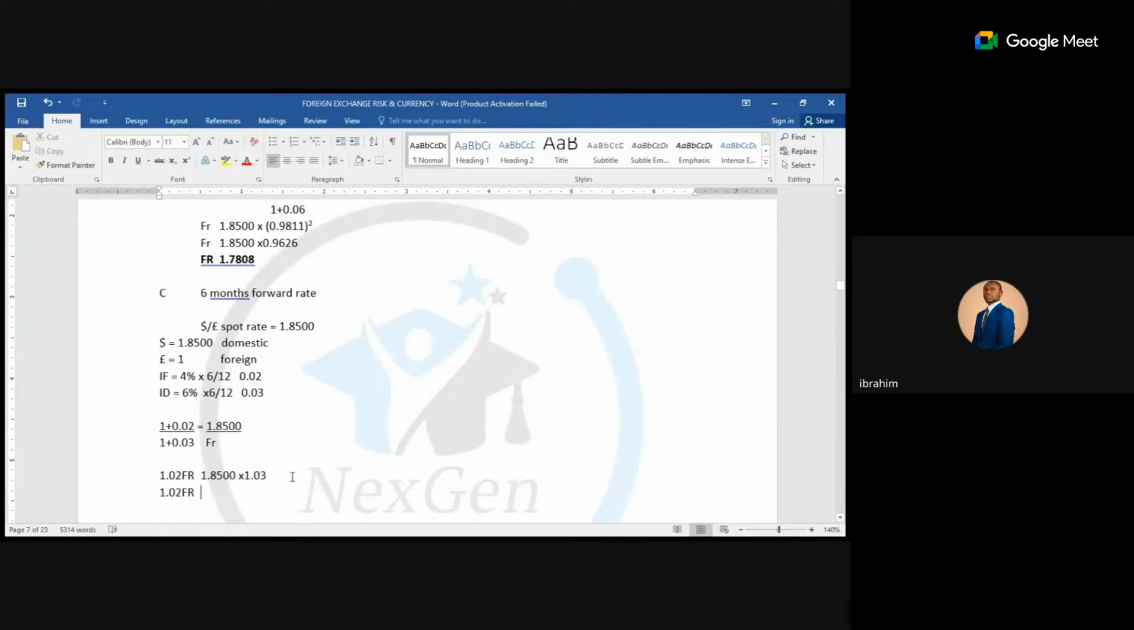If you multiply, what do you have? 1.9055. So forward rate is equal to what? We divide, what do you have? 1.8681. So we have 1.8681.